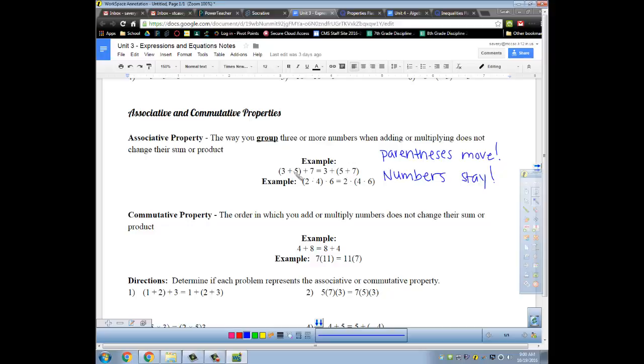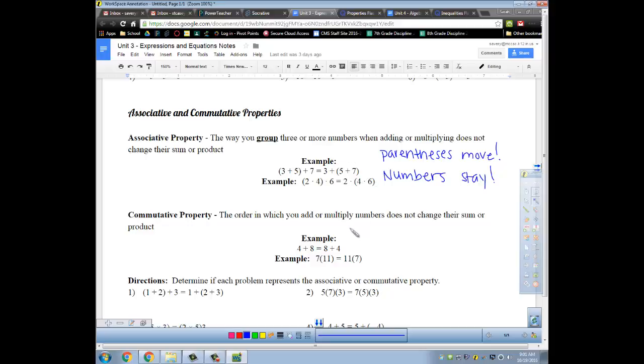The first one says 3 plus 5 plus 7 equals 3 plus 5 plus 7. So the numbers did not change, but on the left side there were parentheses around the 3 and the 5. On the right side they were around the 5 and the 7. So the parentheses just moved. The same thing happened with 2 times 4 times 6 and 2 times 4 times 6. Numbers stayed in the same spot, but the parentheses moved to different numbers.